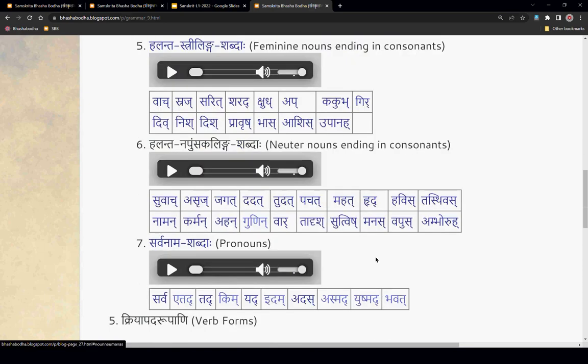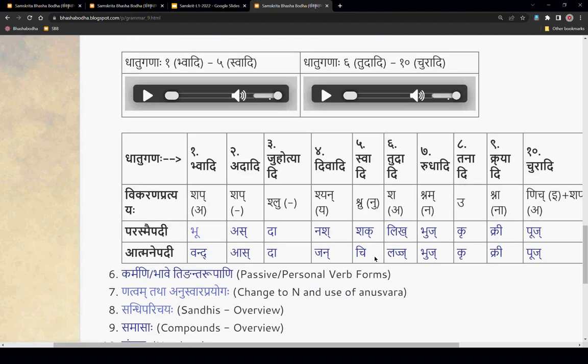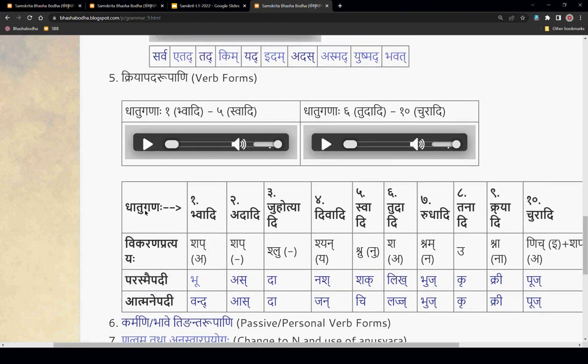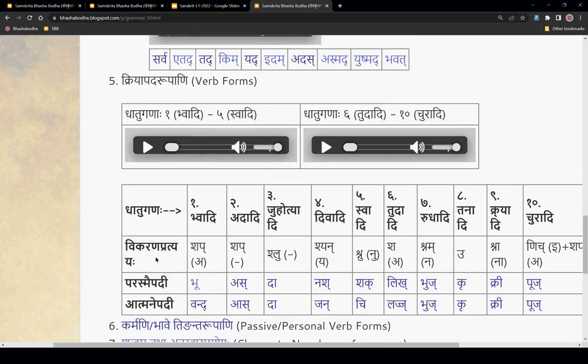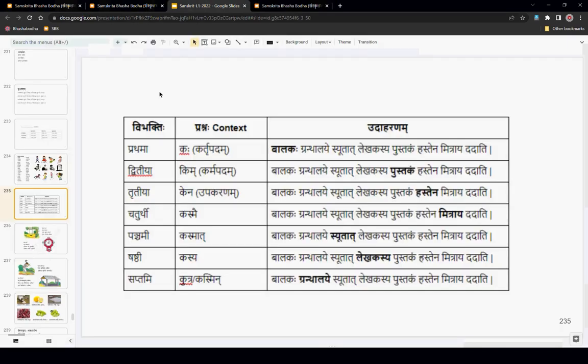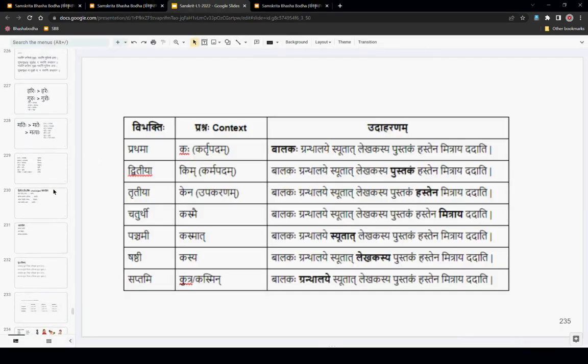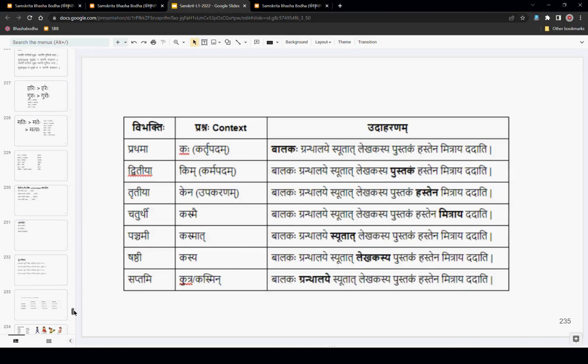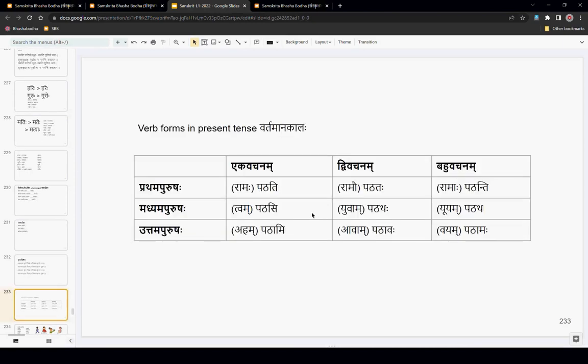We also talked a little bit about Kriyapada. I'm just repeating this in case you missed some classes. We talked about the Kriyapada or the verbs. We looked at the Kriyapada forms, for example the Vartamana Kala forms: Pathati, Pathataha, Pathanti, in Ekavachana, Dvivachana, Bahuvachana, and Prathama Purusha, Madhyama Purusha, Uttama Purusha.